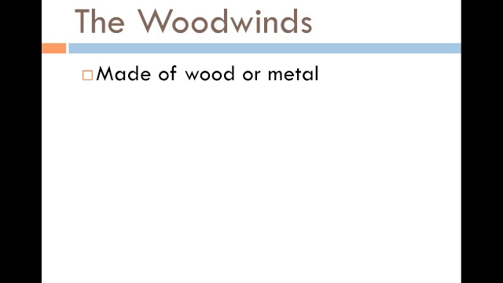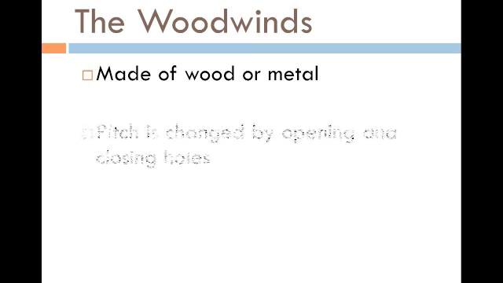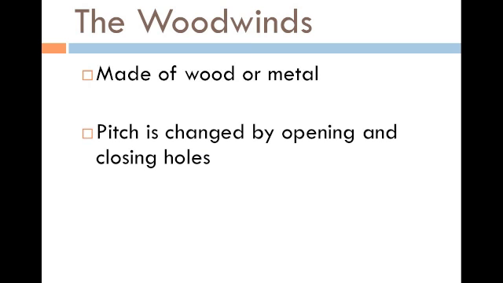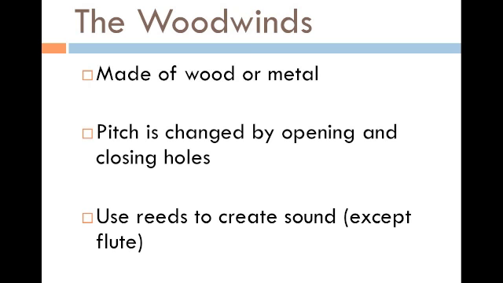Woodwinds are made of wood or metal and have holes or openings that the player covers and uncovers with his or her fingers to change the pitch. Generally speaking, the more holes that are covered, the lower the pitch will be. Most of the woodwind instruments produce sounds using a reed, a small, shaped piece of wood. The only exception is the flute, which is a metal instrument where the sound is created by blowing over a hole. The text gets into more technical detail about the woodwind family, so read through the material carefully.